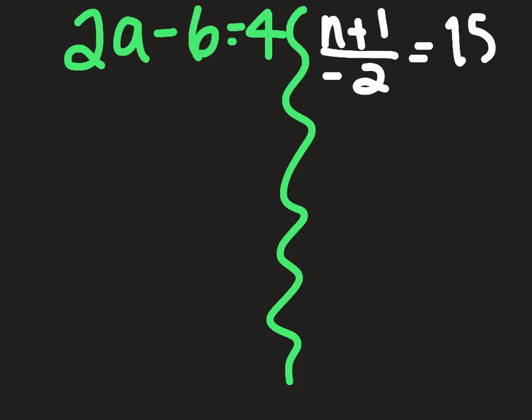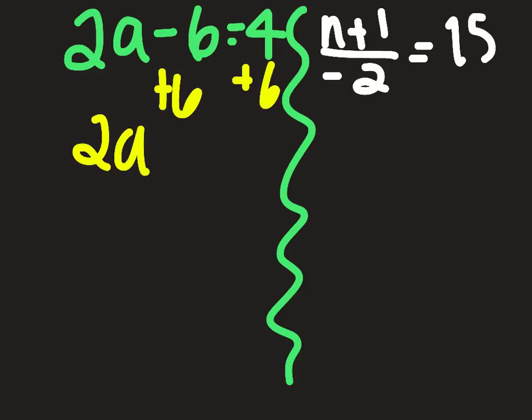Okay, so we're going to do the thing that's farthest away from the variable again. So that means this negative 6. But since it's a negative 6, we have to do the opposite. So that means add 6. Then we add 6 to the other side. This now becomes 2a equals 10.